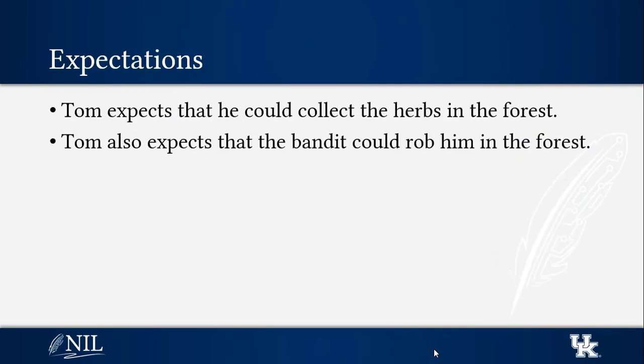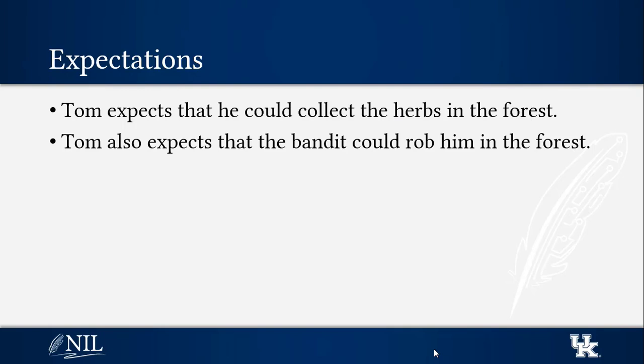bandit. In this model, characters can form expectations based on their beliefs and their beliefs about the others. For example, Tom expects that he could collect the herbs in the forest to make the medicine, even though there are no herbs in the forest, and Tom also expects that the bandit could rob him in the forest.